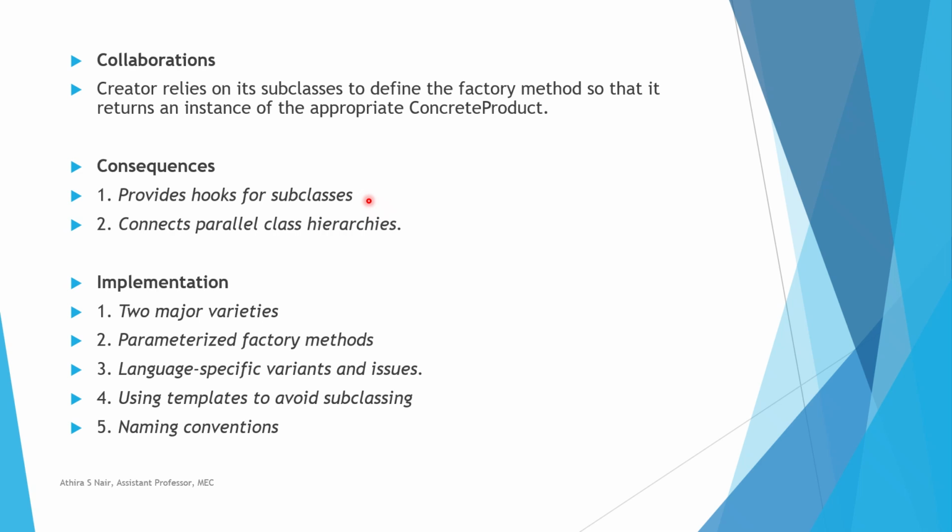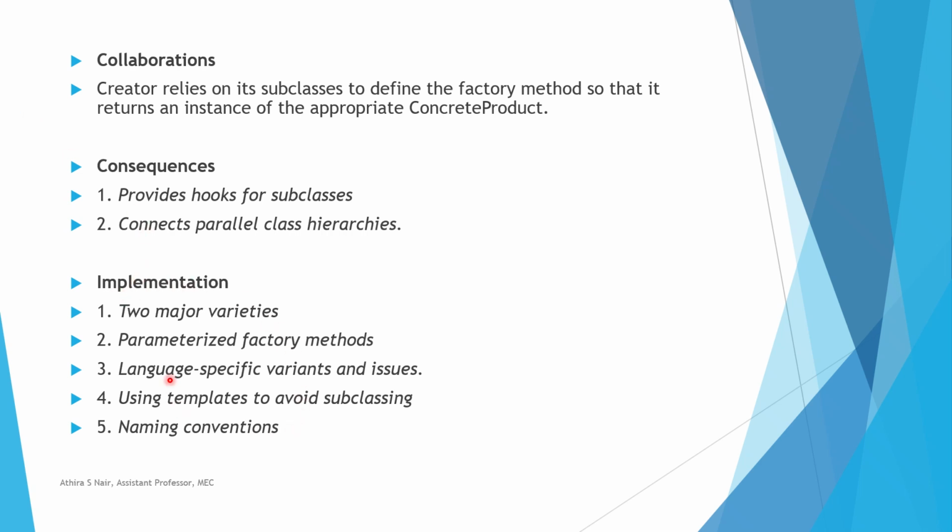Here are two additional consequences of the factory method pattern. It provides hooks for subclasses. That is, creating objects inside a class with a factory method is always more flexible than creating an object directly. And factory method gives subclasses a hook for providing an extended version of an object. And it also connects parallel class hierarchies. Parallel class hierarchies result when a class delegates some of its responsibilities to a separate class.